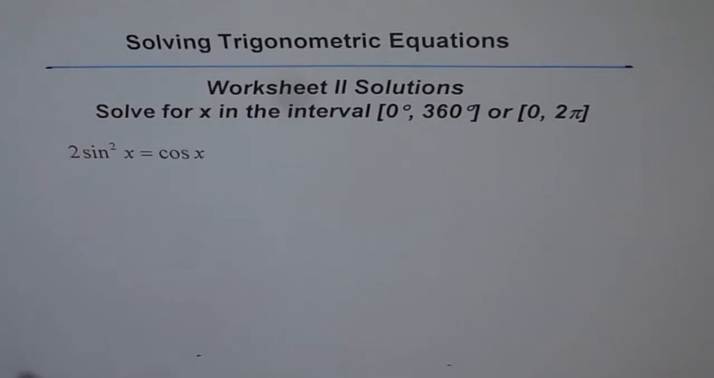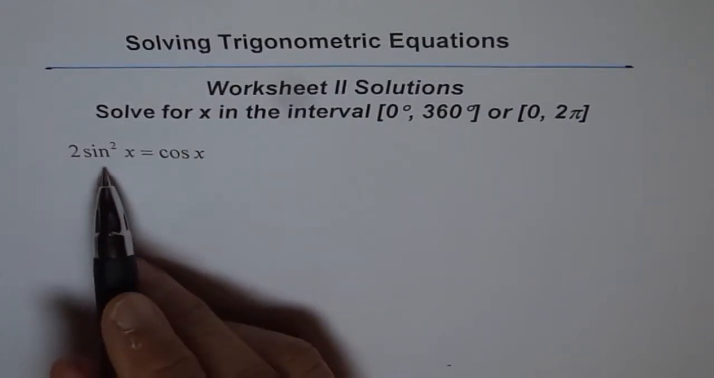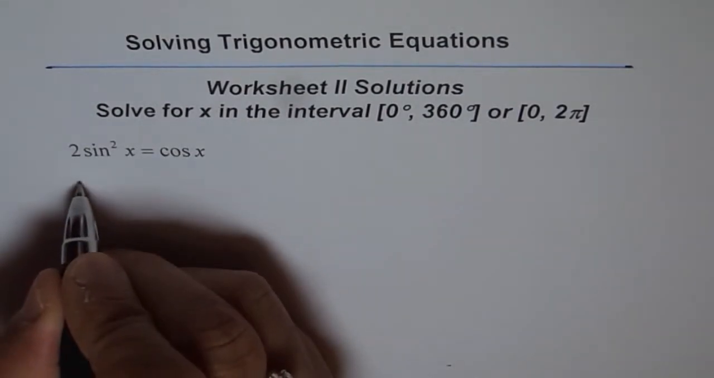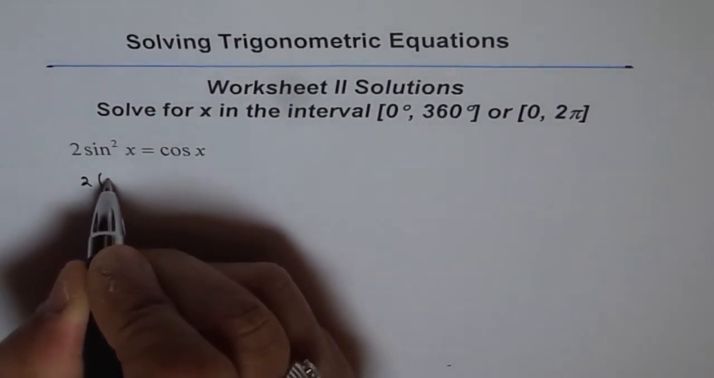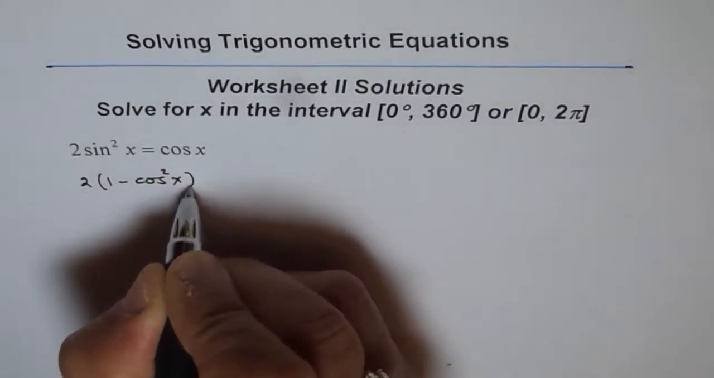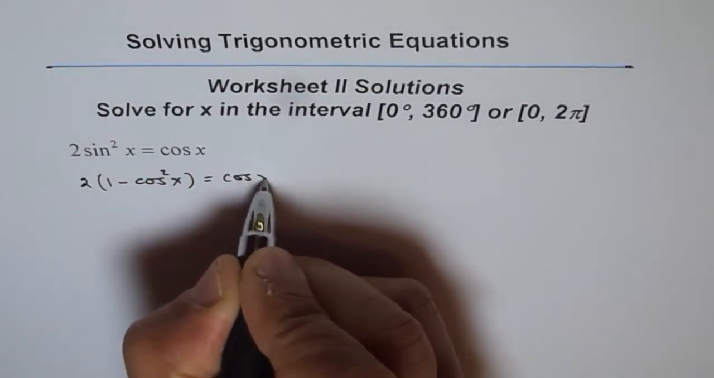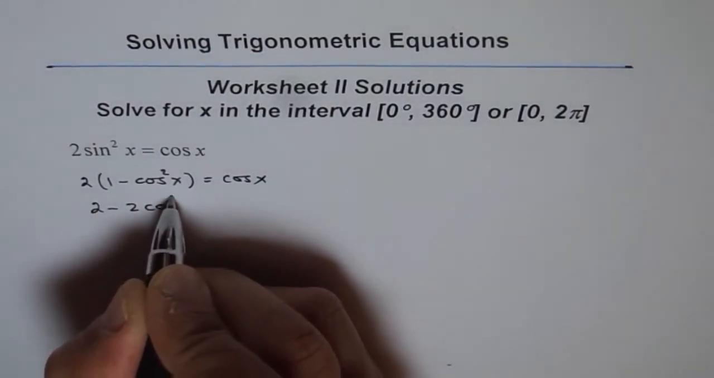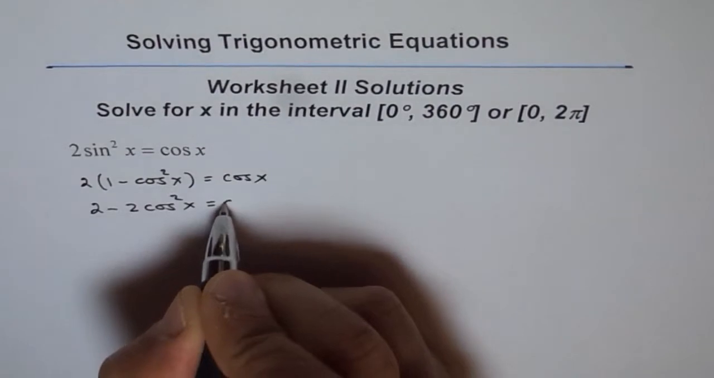So what we are going to do here is write sin²x in terms of cos²x. Then we get a quadratic equation, right? So let's do that conversion. sin²x is 1 minus cos²x, correct? Equals cos x. Now that is 2 minus 2cos²x equals cos x, right?